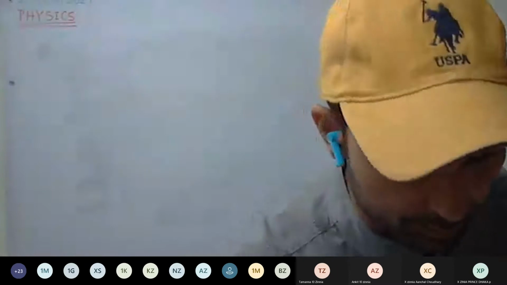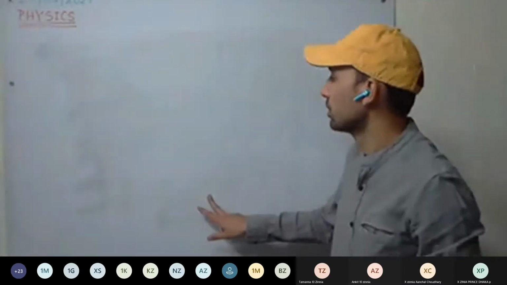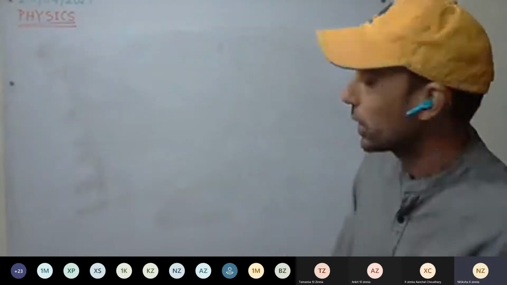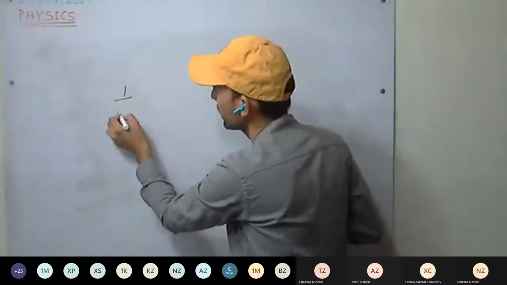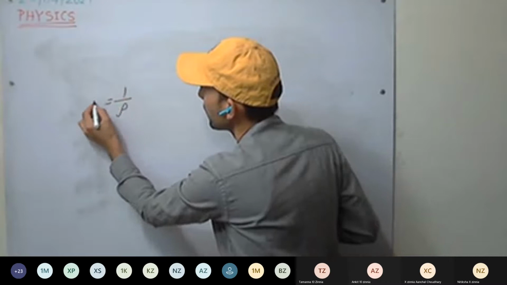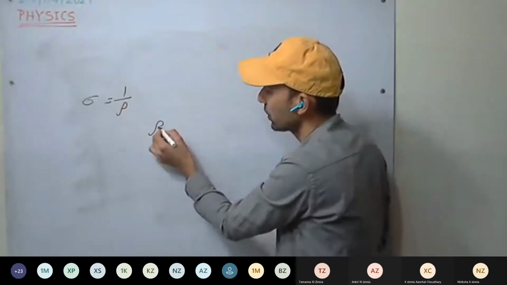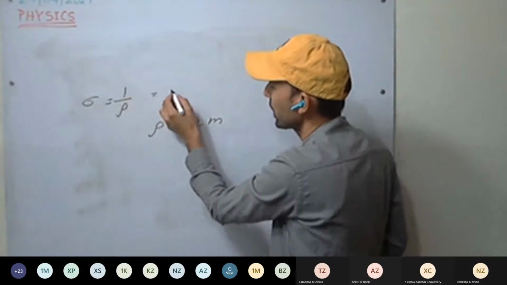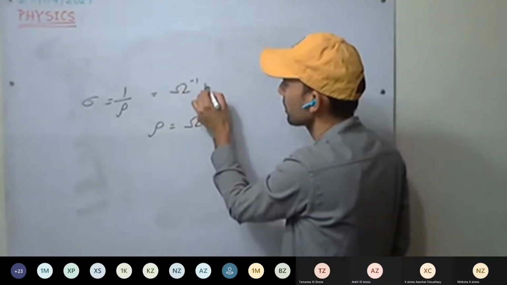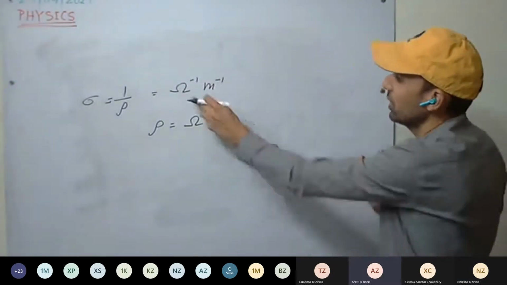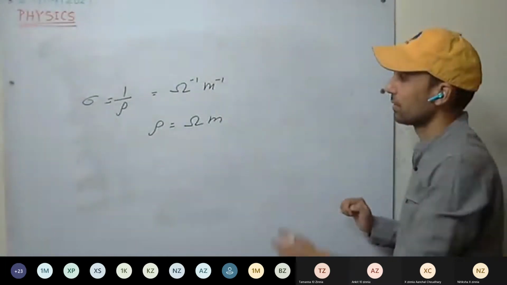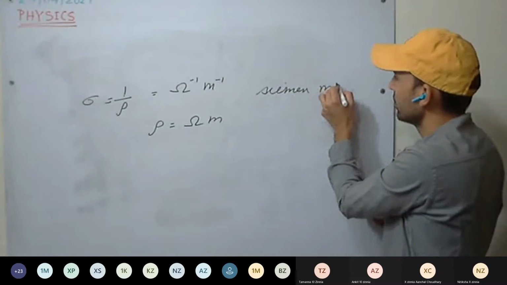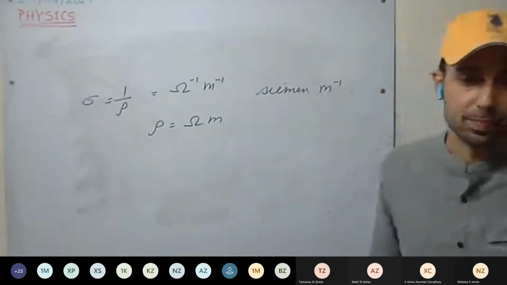Excuse me, sir. Yes. Sir, you forgot to explain the SI unit of conductivity. Okay, you can derive it. Sigma equal to 1 upon rho. What is the unit for rho? Ohm meter. So it will be the reciprocal, per ohm per meter, or Siemens per meter.